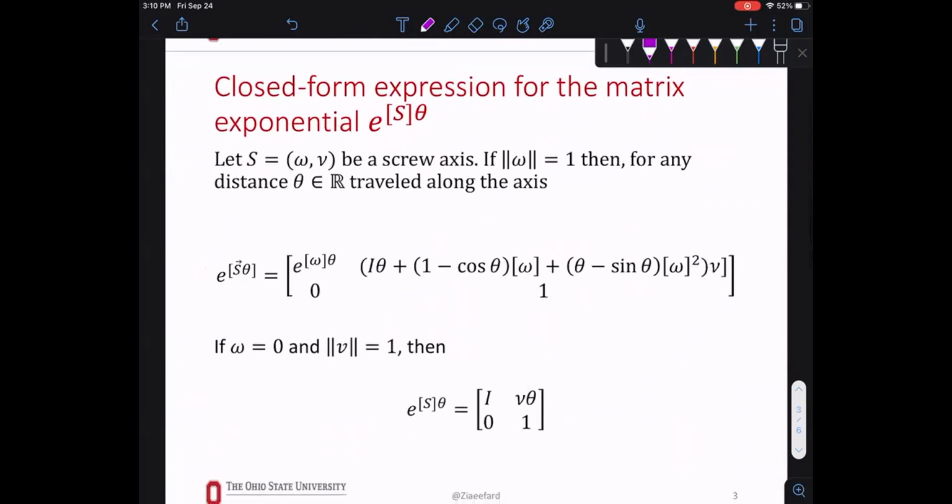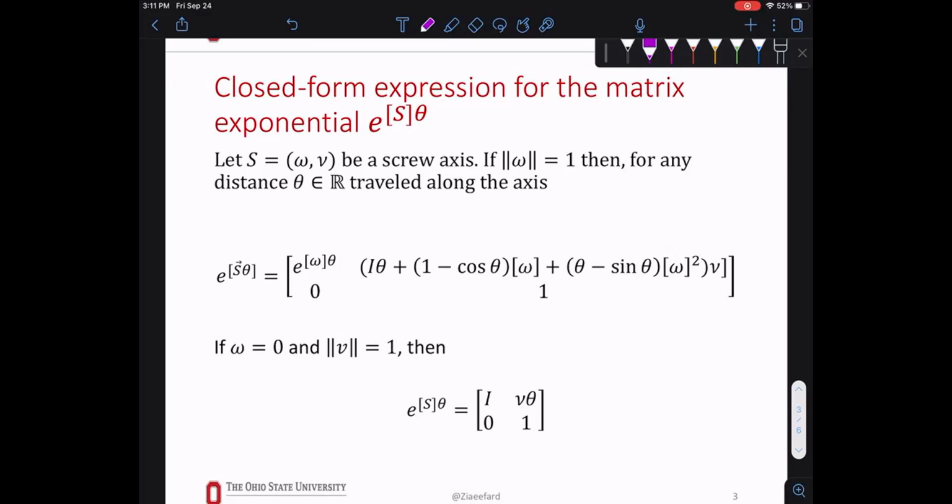Now if we want to find a closed form expression for matrix exponential e to the power of s theta, we can directly use this expression. Given that s is your screw axis, it has 6 elements. The first 3 are your angular velocity. The last 3 are your linear velocity. So if the length of omega, the square root of omega 1 squared plus omega 2 squared plus omega 3 squared, is 1, or unity, then for any distance theta, we can use this expression.